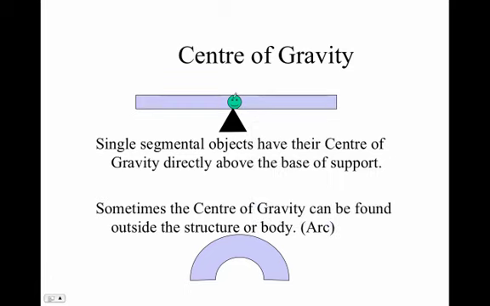So if we moved this guy over here, what would happen to the teeter-totter? It would fall over this way. So the balancing point is another way of thinking about center of gravity, the balancing point. So let's keep looking at that.